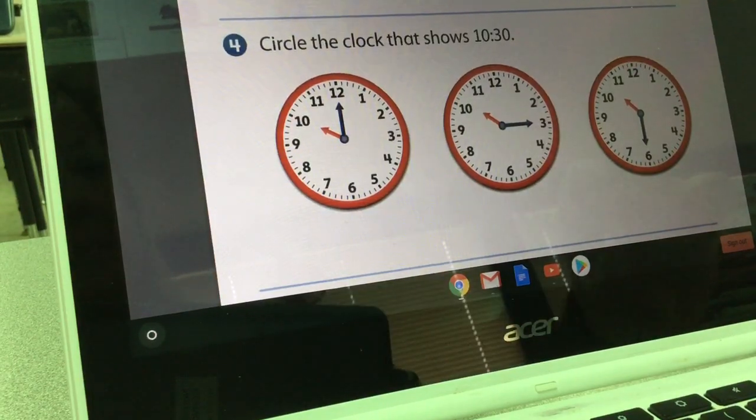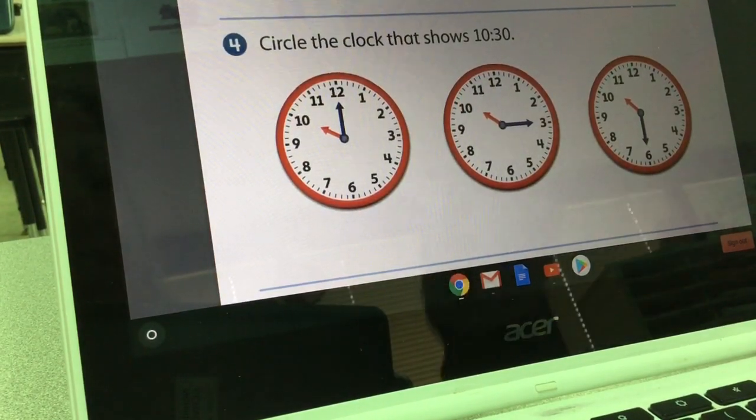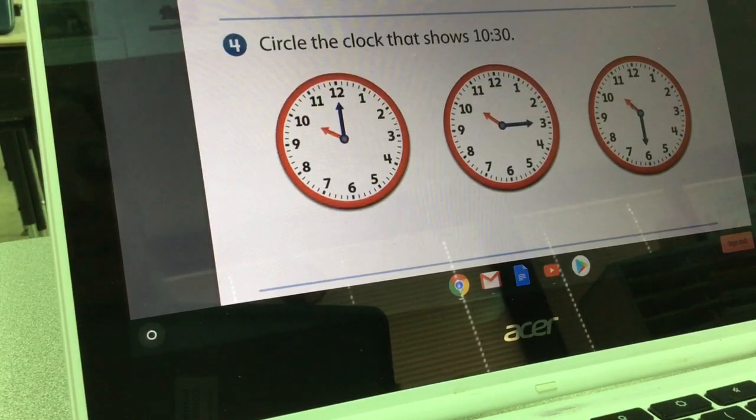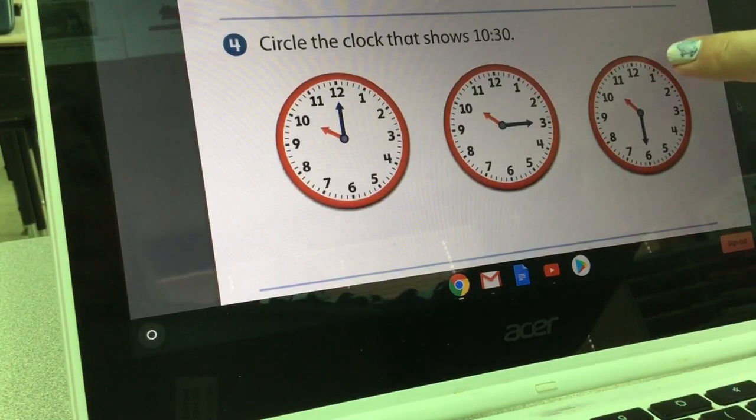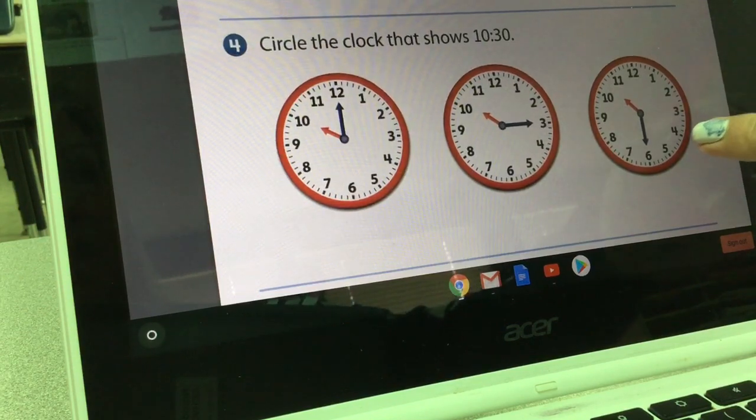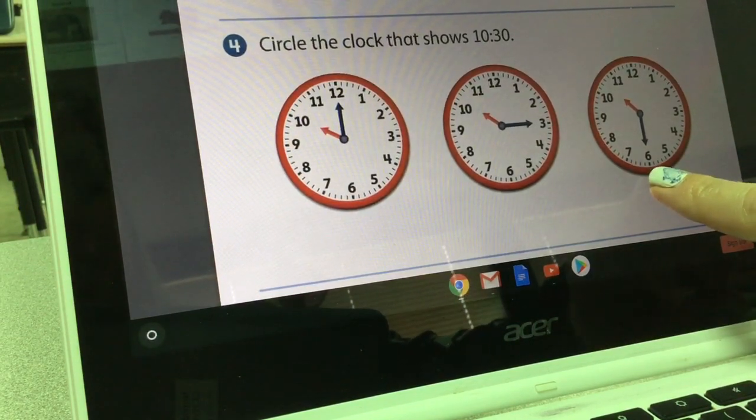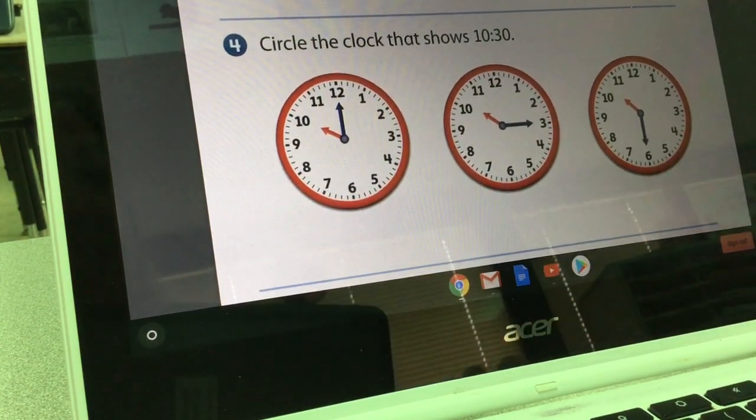Nope. Let's keep looking. Here we see our hour hand is between the 10 and 11. Are we going to say 10 something or 11 something? 10 something, because the hour hand has not gotten to the 11 yet. So it's 10 something. Let's count by 5s. 5, 10, 15, 20, 25, 30. The time on this clock is 10:30. What are we looking for? 10:30. Go ahead and circle our last clock here.